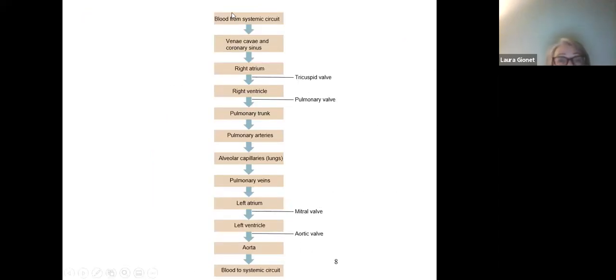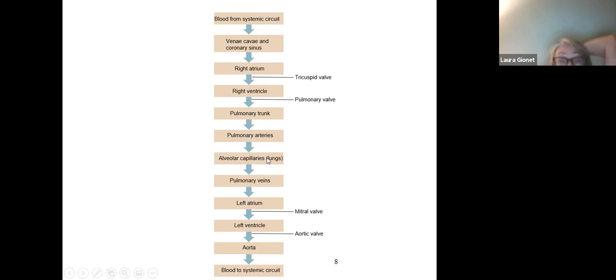Okay, so this gives you a list structure, so to speak, of the pathway of blood through the heart. Blood returns from systemic circulation via the vena cava, meaning the superior and inferior vena cava, and the coronary sinus, which is the large vein draining the heart muscle itself. Blood passes into the right atrium, through the tricuspid valve to the right ventricle, through the pulmonary valve to the pulmonary trunk, which then branches off into right and left pulmonary arteries.